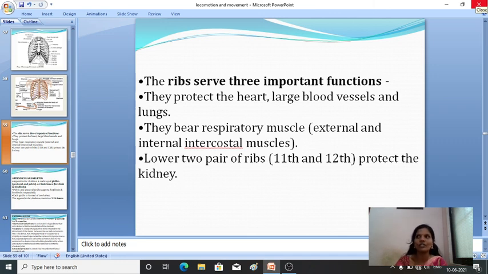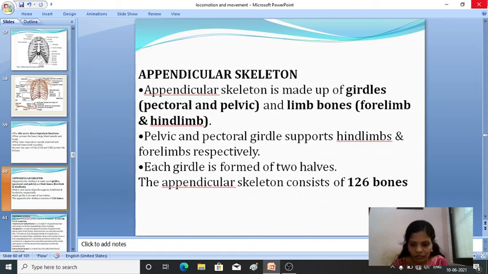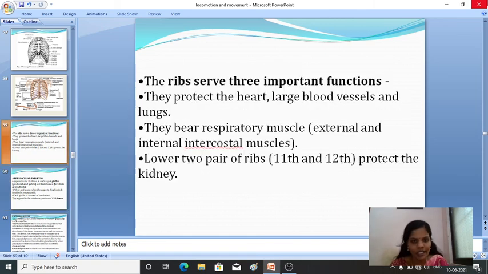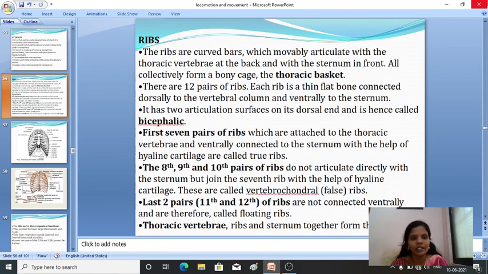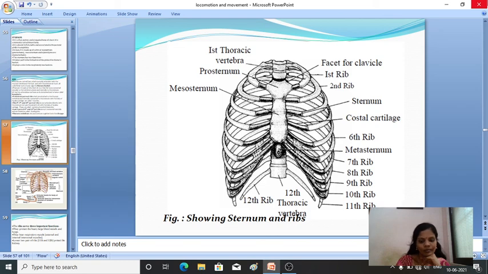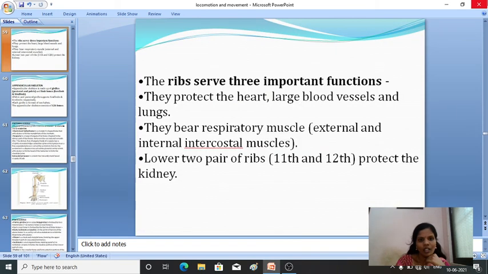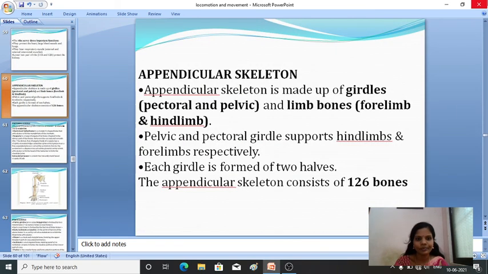Just have a glance once again. What are the functions of ribs? Ribs protect the heart, blood vessels and lungs. Then they bear the respiratory muscles. Then the lower two pairs of ribs generally protect the kidney. Okay. So, is it clear to you? The sternum, the ribs, the types of ribs. This is the function of ribs.